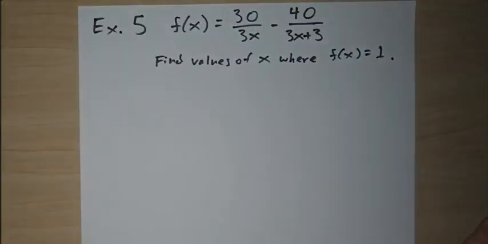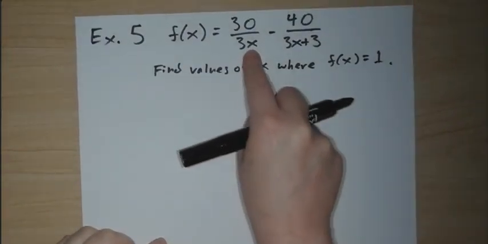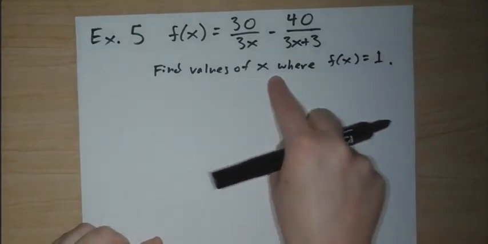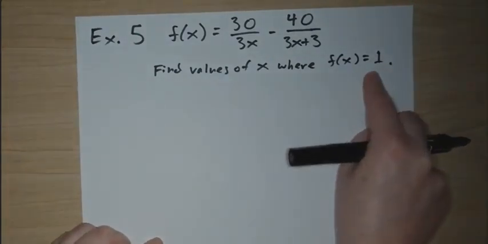Example 5 from the Solving Rational Equations lab. We have f of x is equal to 30 over 3x minus 40 over 3x plus 3. We want to find the values of x where f of x is equal to 1.